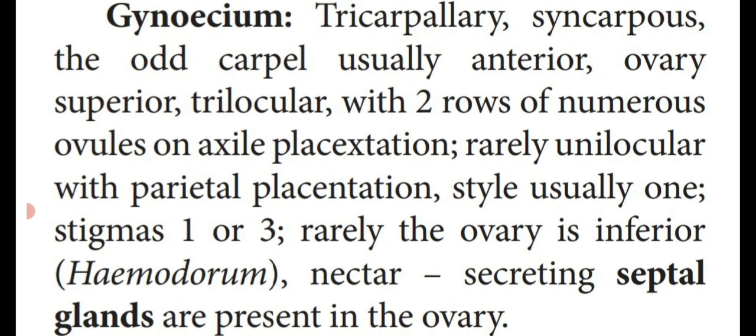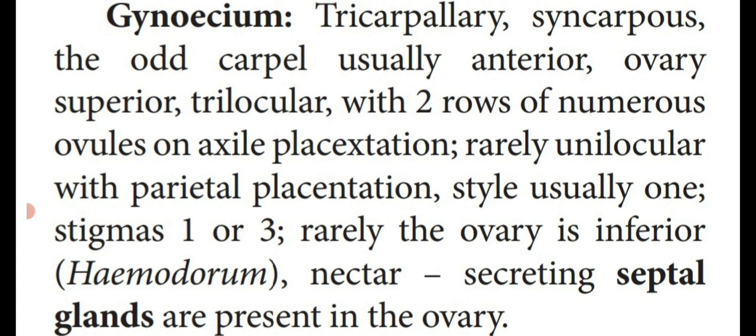Next, gynoecium. Carpels are 3 in number. So, locules also 3. Tricarpellary, trilocular. And also syncarpous. That means carpels are fused together and attached to the wall of the ovary. That is said to be syncarpous.